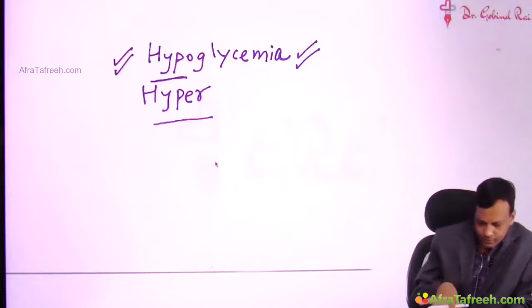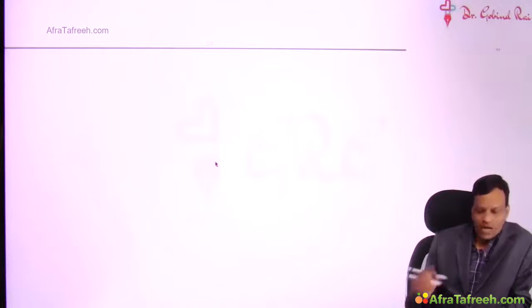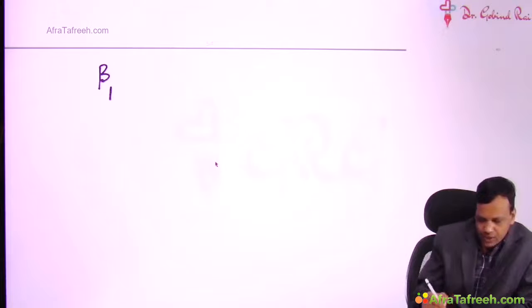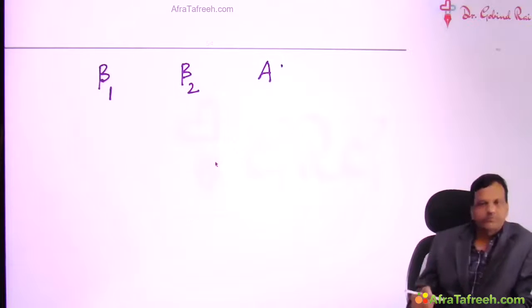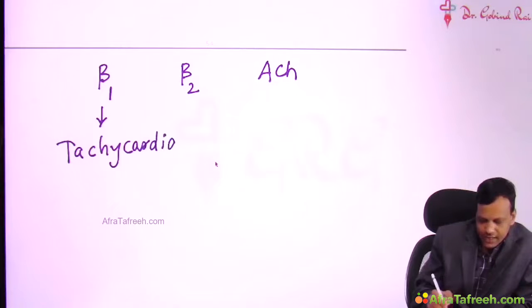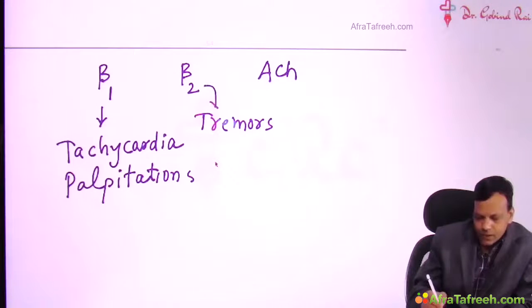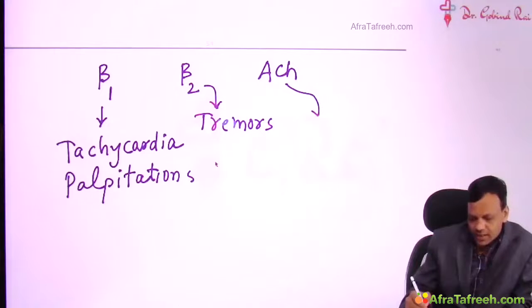So how will it protect? Whenever the person develops hypoglycemia, the sympathetic system will become overactive. And whenever the sympathetic system is overactive, it will stimulate beta 1, beta 2, and in case of sweat glands, the sympathetic cholinergic system. So when beta 1 is stimulated, the person will develop tachycardia, heart is stimulated. And when severe tachycardia occurs, it can lead to palpitations. Stimulation of beta 2, we just discussed, will lead to tremors. And stimulation of sympathetic cholinergic fibers in the sweat glands will lead to sweating.